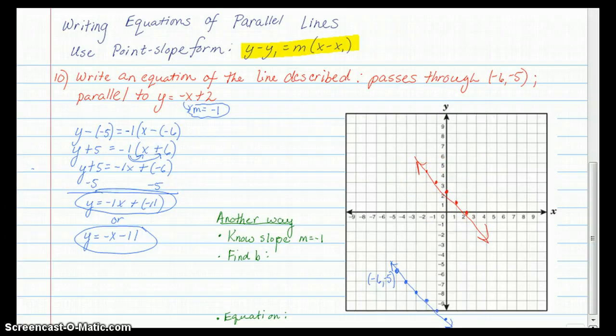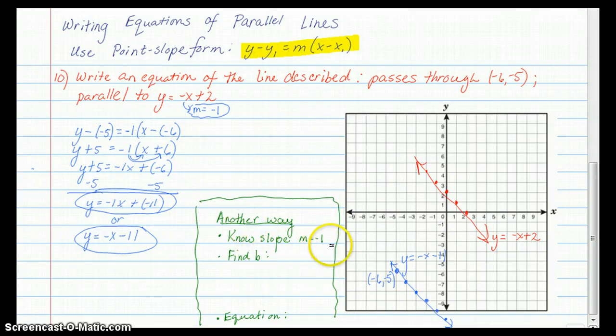Go ahead and write it. So y equals negative x plus 2, and the other equation was y equals negative x minus 11. Even though they're a long way away and my lines aren't very straight, you should still be able to see that they are parallel. In case you don't like that way, there is another way where you find b, because you already know m. So here's your other way.